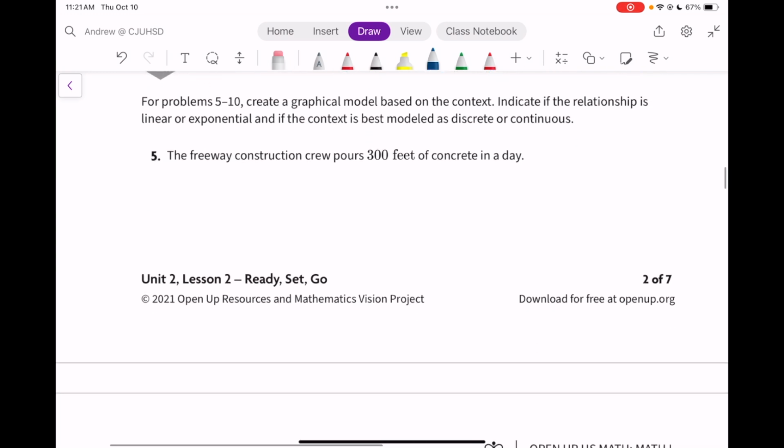On these next few problems, all we're going to do is look at what kind of situation it is, what the graph might look like, and whether it is discrete or continuous. A freeway construction crew pours 300 feet of concrete in a day. Likely that graph is going to look like this. It's going to be continuous. They have these machines that will lay out freeways. They just work at the same rate all the time, and that makes it continuous.